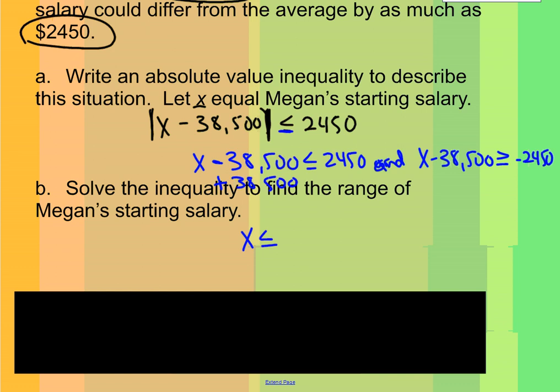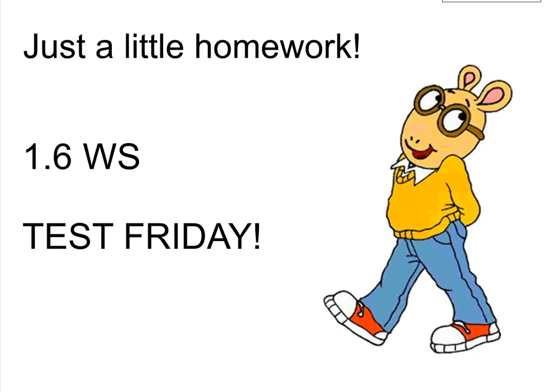So X is going to be less than or equal to 38,500 plus 2450. That's going to be as big as 40,950, and maybe as low as 36,050. So that's what our range is. And I won't make you put that on a number line. That's way too big. So that's what you're looking at for those.